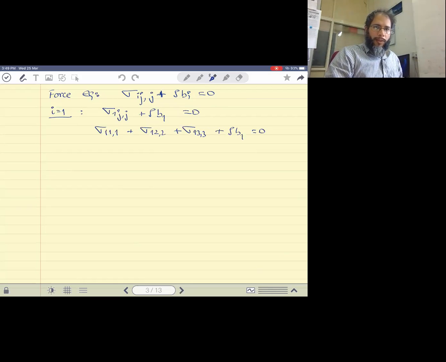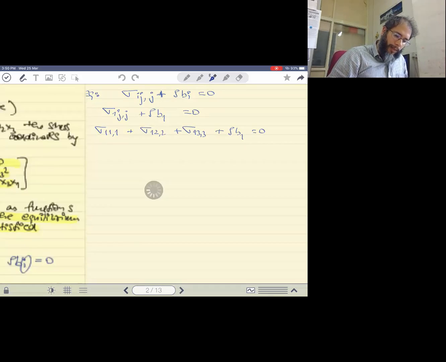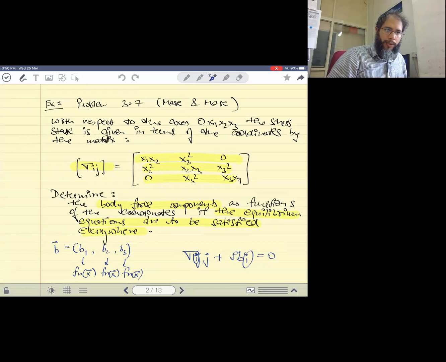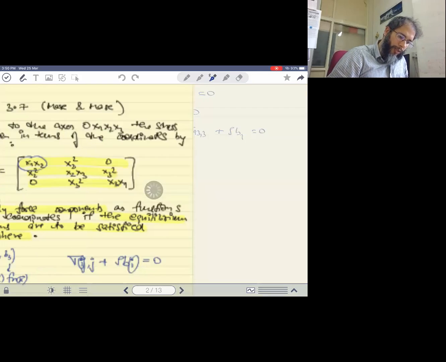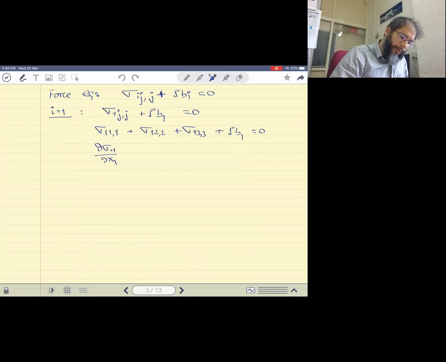Okay, so we have to apply the Einstein notation because we have J as the dummy index here. So when we do that for i equal to 1, we have this one equation. Now the first one is sigma 1,1 comma 1. Now if we look at this sigma that's been given to us, sigma 1,1 is x1 x2. So we substitute that here. So sigma 1,1 comma 1 is nothing but del sigma 1,1 upon del x1. So if sigma 1,1 is x1 x2 as given here, then del of x1 x2 by del x1 is nothing but x2. It's a partial derivative.